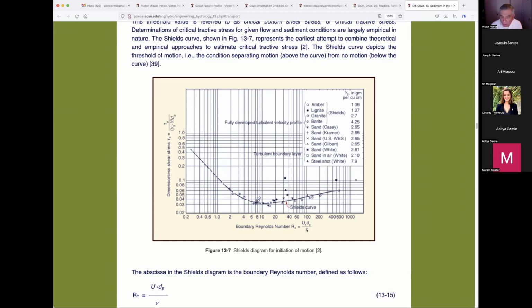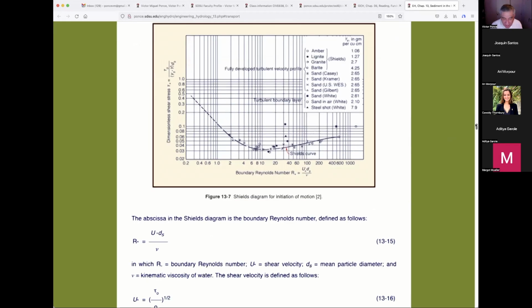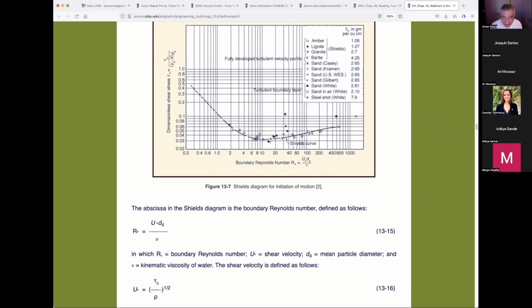If you can't remember this, go back to your studies of fluid mechanics. But we're using here the nu, which represents the kinematic viscosity. In the numerator, we have U star times ds. U star is what Shields calls the shear velocity, and ds is the diameter of the particles. So he introduced the diameter of the particle, right? ds is the mean particle diameter, and U star is the shear velocity.